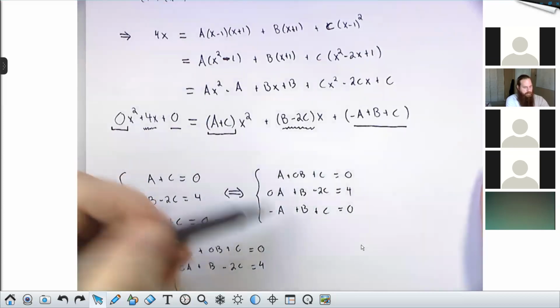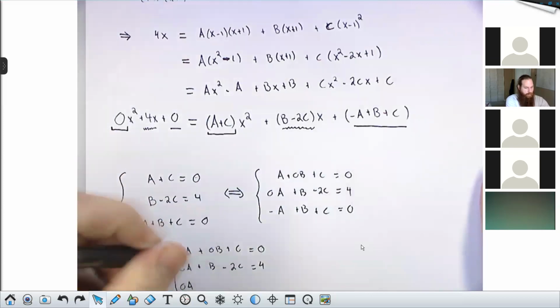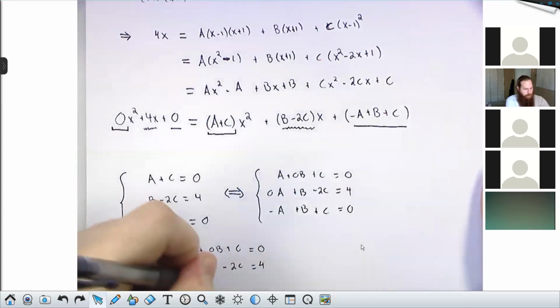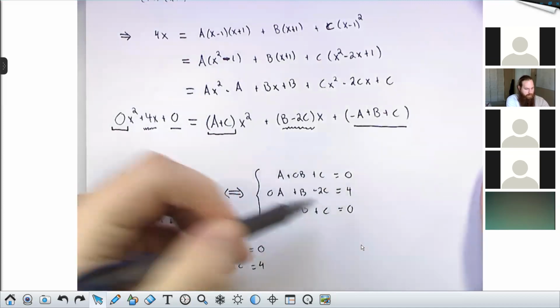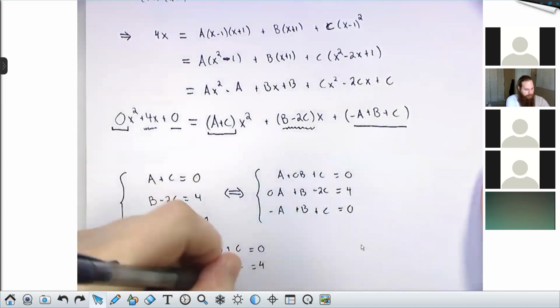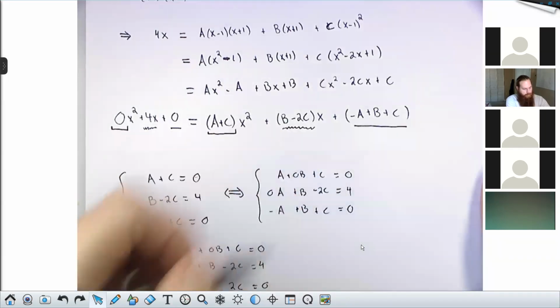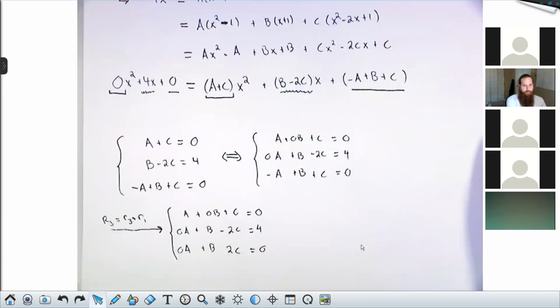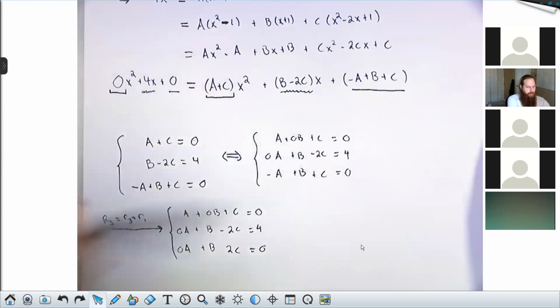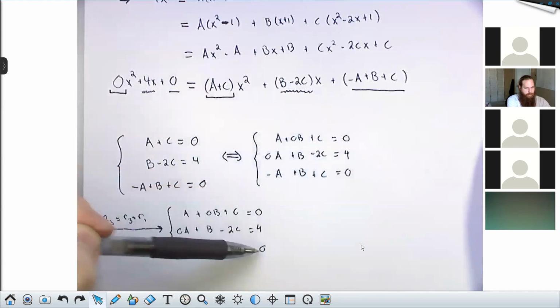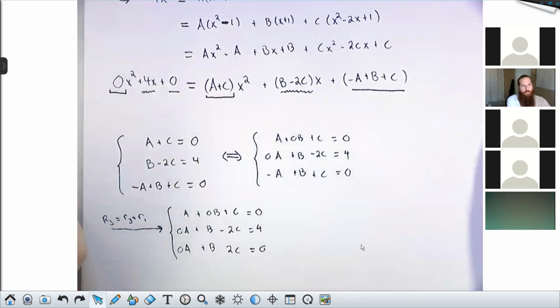And when I add this to this, I get 0a. When I add this to this, I just have b. And when I add this to this, I have 2c. And that is equal to 0, because 0 plus 0 is 0. So again, this plus this is 0a. This plus this is b. This plus this is 2c. And this plus this is 0. I just added rows 1 and 3 to get my new row 3.